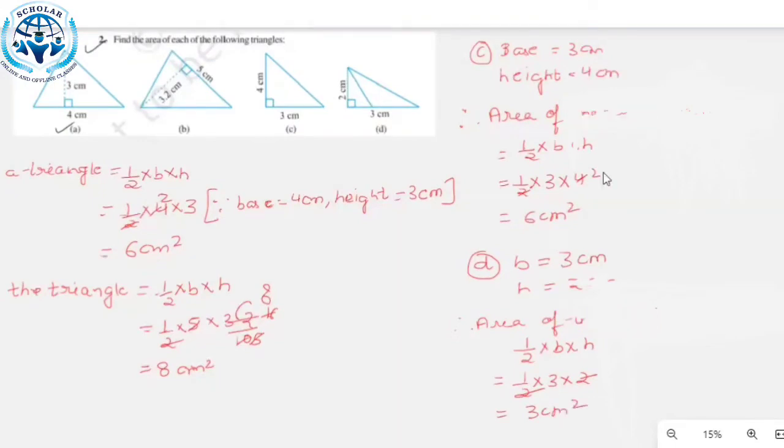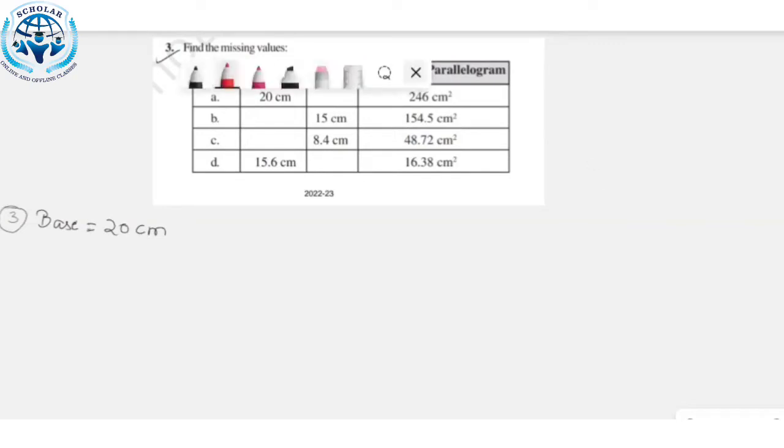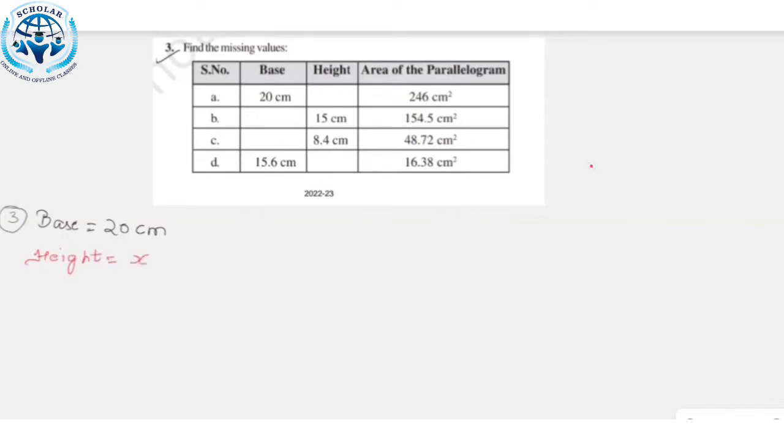The third one is find the missing values. Height is not given, base is given. The area of the parallelogram is base into height. If the area is given and base is given, we can easily find out the height by putting the values in the formula.